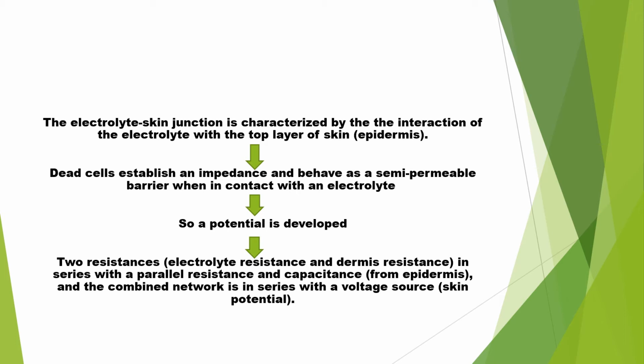A simple circuit model for the electrode-electrolyte-skin junction can be described as two resistances, that is the electrolyte resistance and dermis resistance, in series with the parallel resistance and capacitance from the epidermis, and the combined network is in series with a voltage source, that is the skin potential. At low frequency, this impedance is largely resistive and high valued. At intermediate frequencies, this impedance is capacitively dominated and drops rapidly with increasing frequency. At high frequencies, this impedance becomes resistively dominated at low values.